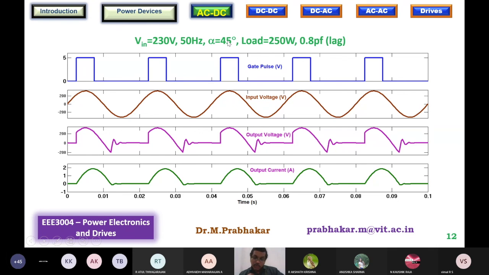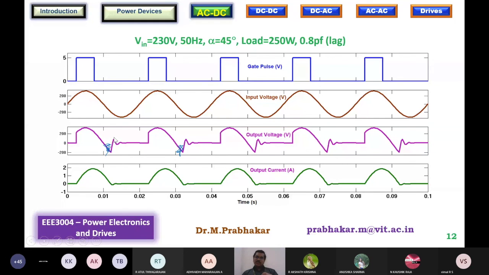See, this is for two purposes. Number one, to understand the effect of RL load. This is the RL load behavior that we have seen. We had discussed this in theory. And main thing is, this is the way you have to present your simulation results.